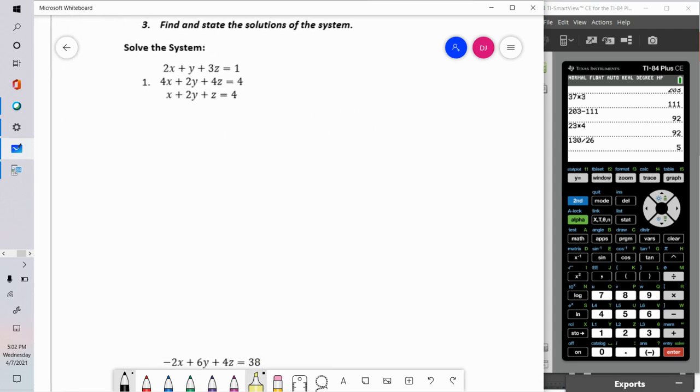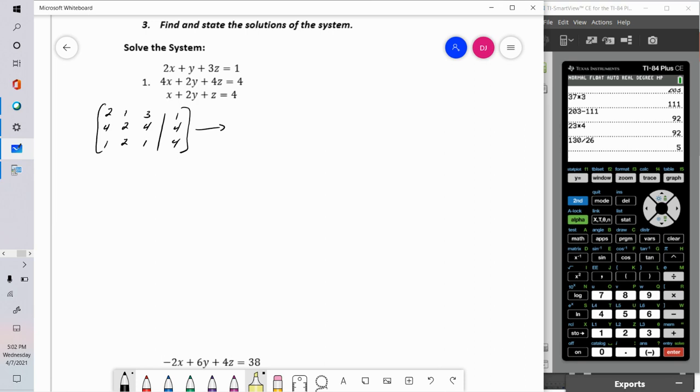Let's solve this system. Remember, the first thing we're going to do is write this as an augmented matrix. 2, 1, 3, 1, 4, 2, 4, 4, and then 1, 2, 1, 4. So the first thing I need is the element where this 2 is, in the top row, top left, to be a 1.